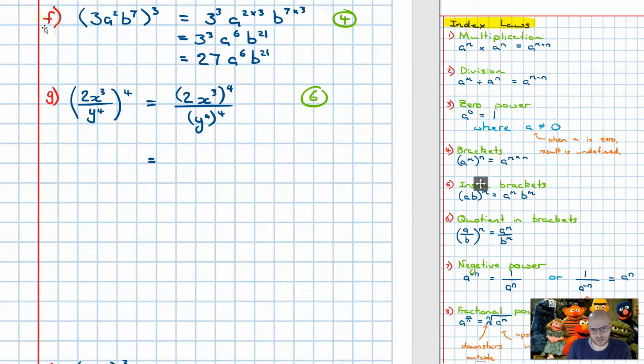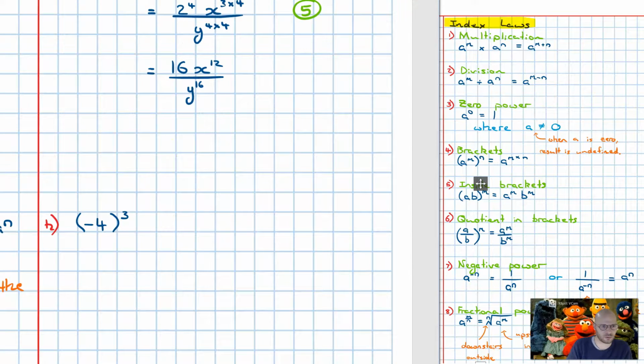Then evaluating this, we're pretty much dealing with a case of index law 5 now. So we're going to go 2 to the 4, x to the 3 times 4, all over y to the 4. Solving. We're going to get 2 to the power of 4, so that's 16, I believe. x to the 12, all over y to the power of 16. Nice and simple. And then we have our final problem.